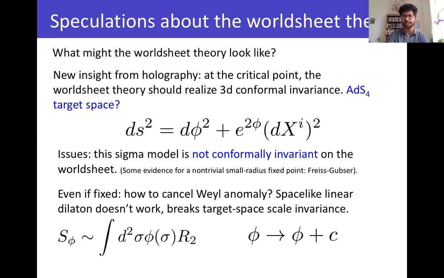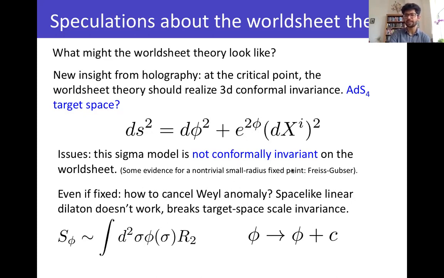Well, that suggests that the world sheet sigma model should actually have an AdS4 target space. That's what you might imagine should be happening at the actual critical point. Now, it turns out there are some issues with this because this sigma model is not actually conformally invariant on the world sheet, okay? So this target space has curvature, and so the sigma model on the world sheet runs, okay? And it's not conformally invariant, so you can't directly use this to do string theory.